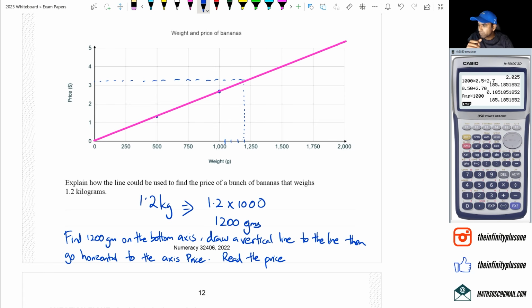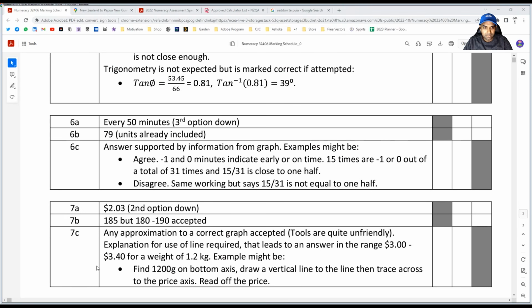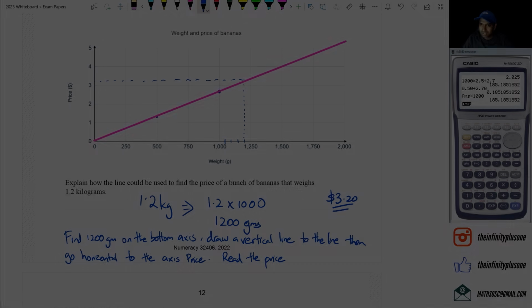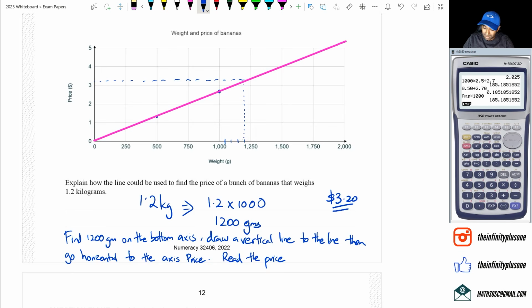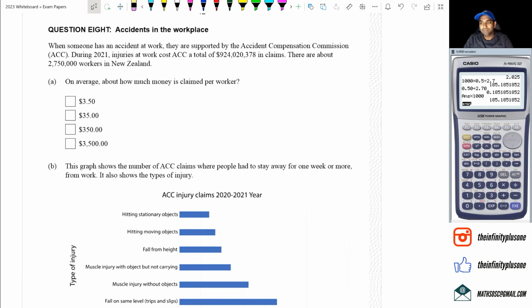So yeah, they're looking for an answer between 3 to 3.40, and I guess for us, we can have a look at it and say it's roughly $3.20. But I kid you not, I have a look at the schedule here. They're actually saying explanation for use of line required that leads to an answer. So you're literally giving instructions on how to find this, which is something new. I've not seen it before, but anyway, let's go to question 8, folks.